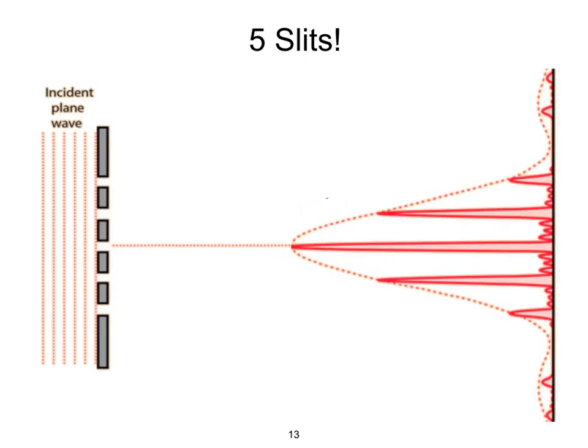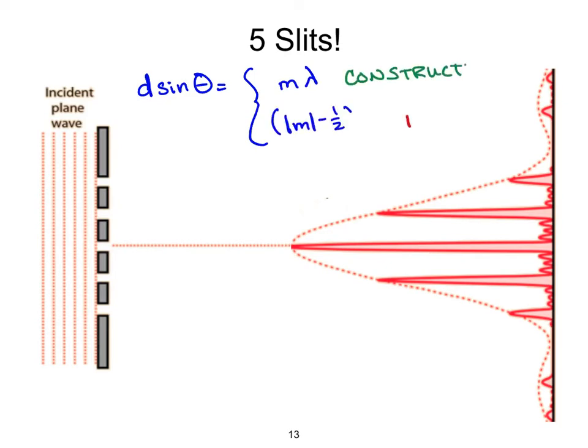With 5 slits, the principal maxima get even narrower and even brighter. We could continue adding more slits indefinitely. The equation for the location of the bright fringes for any number of slits is still the same as for double slit diffraction: d sine theta equals m lambda for constructive interference, where d is the spacing between each slit. The equation for destructive interference also remains the same.